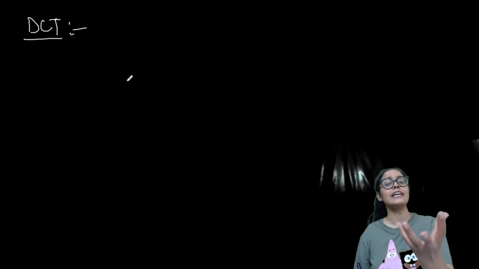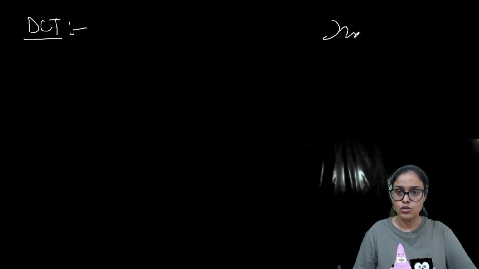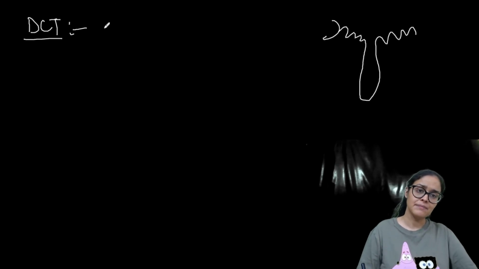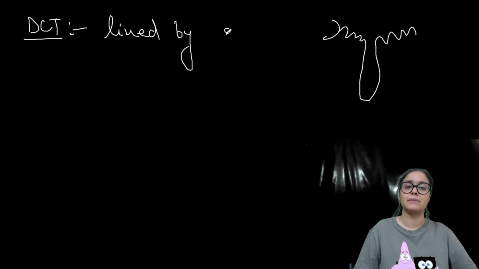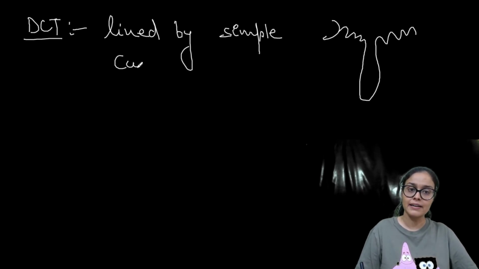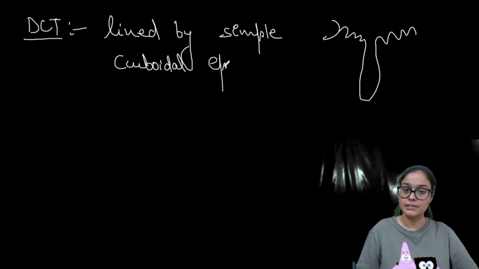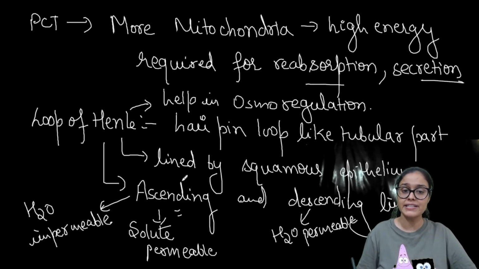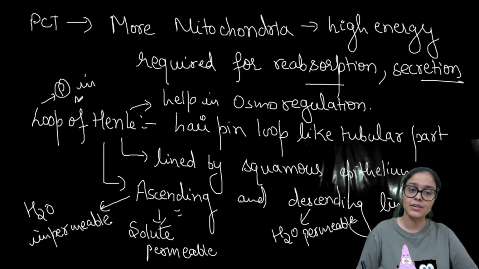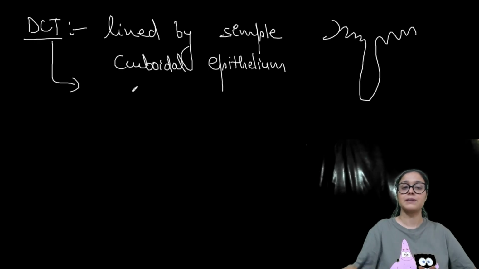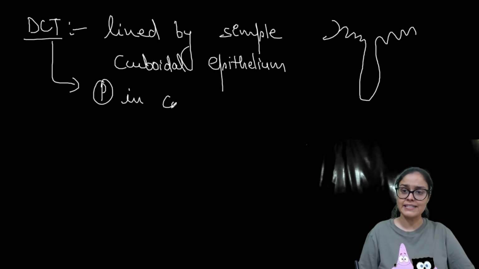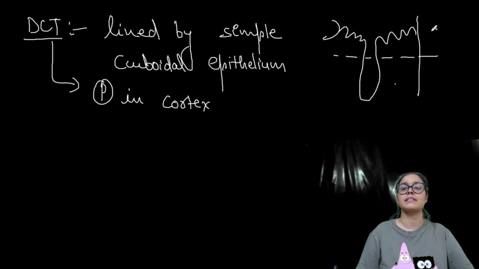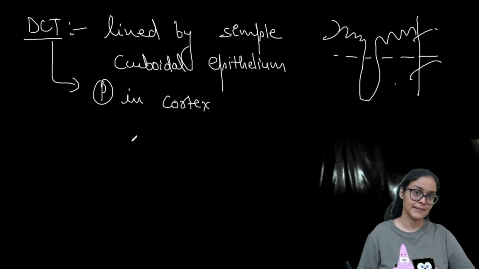Distal convoluted means the highly coiled part which is present later in the nephron. So obviously this is Bowman's capsule, PCT, loop of Henle, and this is DCT, right? When we talk about DCT, it is lined by simple cuboidal epithelium, and you have to remember this point. Also remember that it is present in the cortex region, whereas the loop of Henle is present in the medulla region, that we know, right? I have shown you in the diagram also. DCT is present in the cortex region, as you can see in the diagram. This is the cortex part and this is the medulla part. And the collecting duct is present in both regions, medulla as well as cortex.